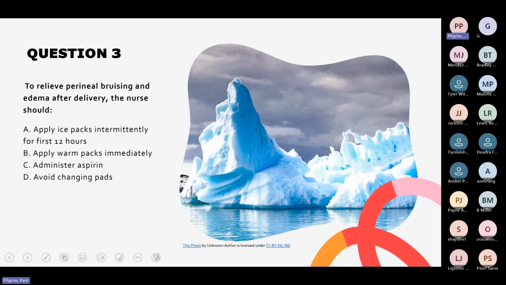To relieve perineal bruising and edema after delivery, the nurse should do what? What should the nurse do in this case? The picture is a hint.